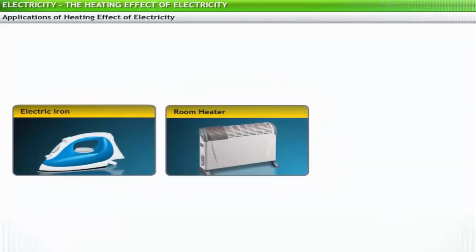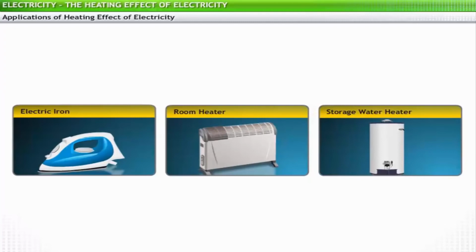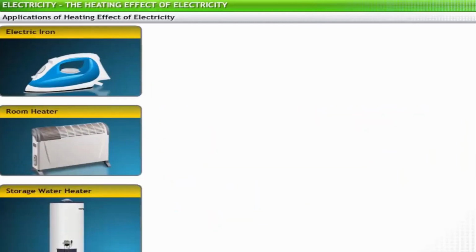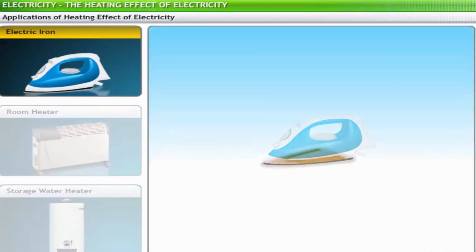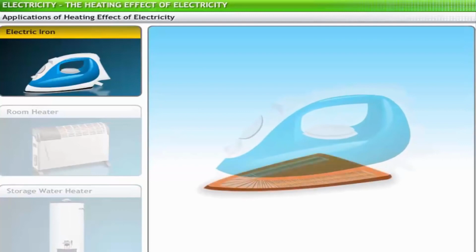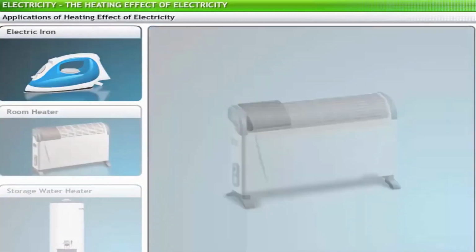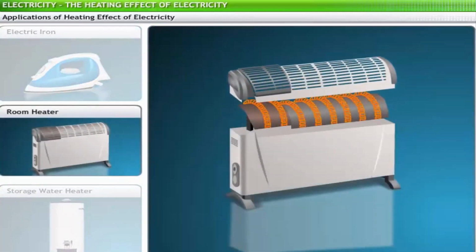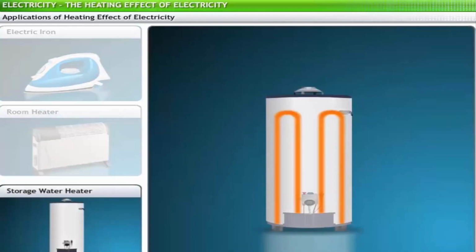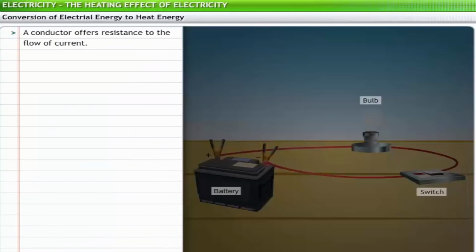Many appliances in our household utilize the heating effect of electricity. Some common examples are electric irons, room heaters, and storage water heaters. How does the electrical energy of current get converted into heat energy?